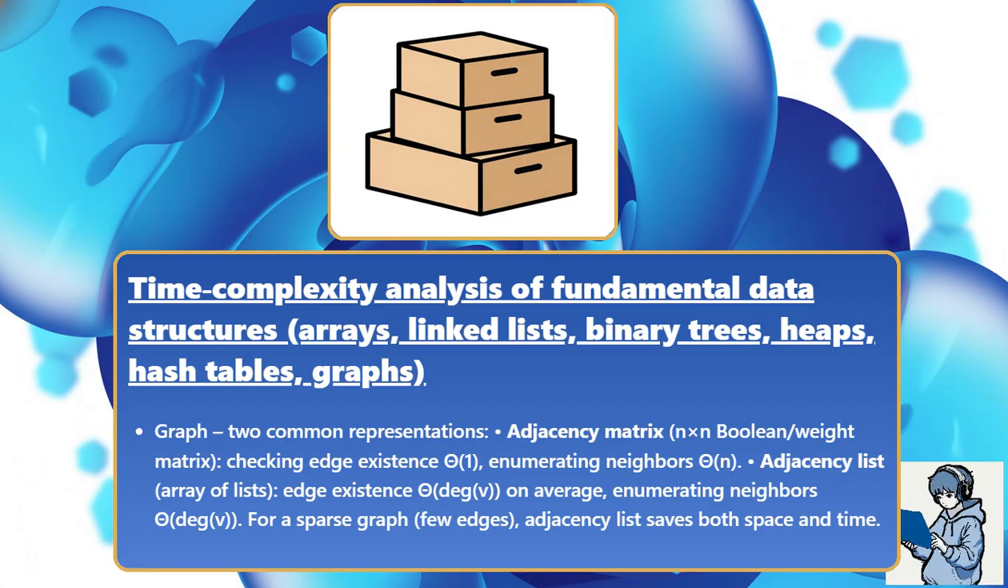Graph: two common representations. Adjacency matrix: an n by n Boolean or weight matrix. Checking edge existence is Θ(1), enumerating neighbors is Θ(n). Adjacency list: an array of lists. Edge existence is Θ(degree of v) on average, and enumerating neighbors is Θ(degree of v). For a sparse graph with few edges, an adjacency list saves both space and time.